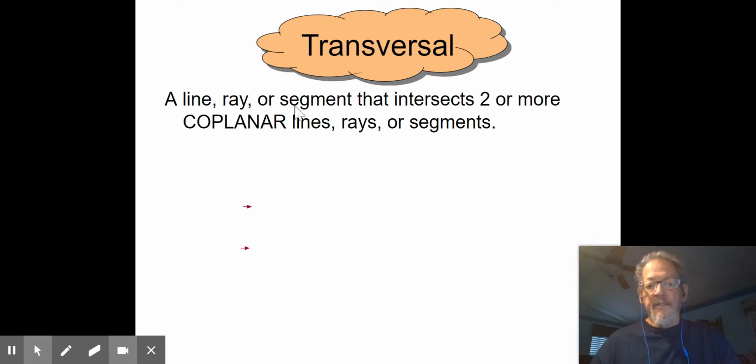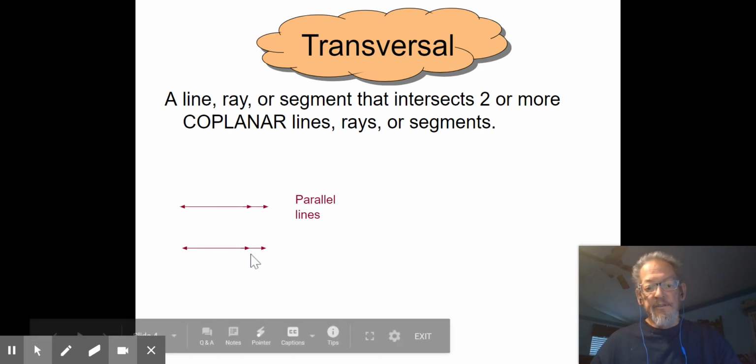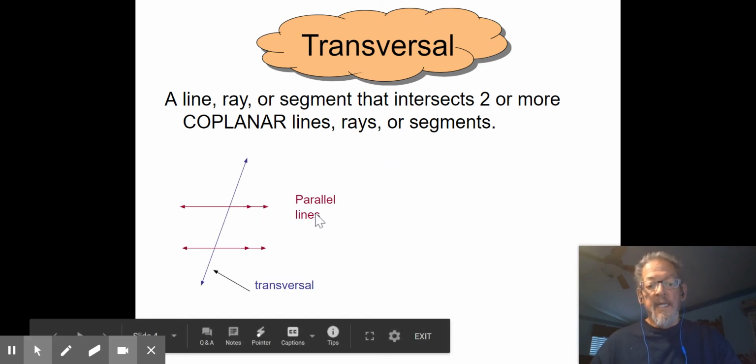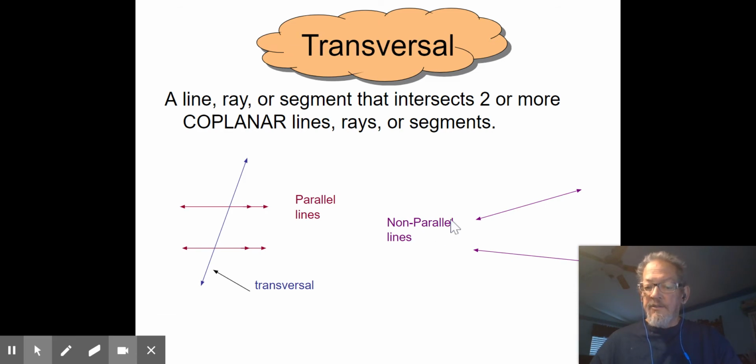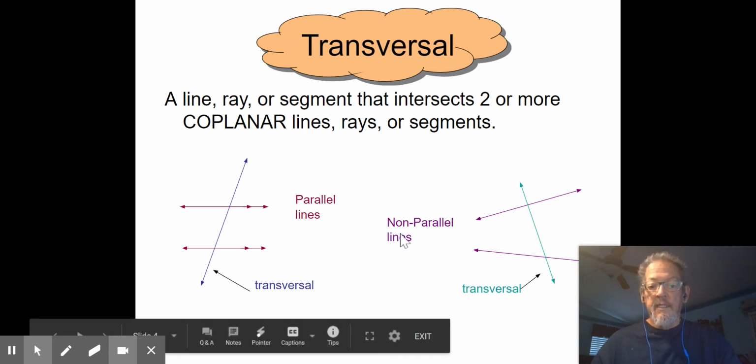A transversal is a line, ray, or segment that intersects two or more coplanar lines, rays, or segments. See, here are two parallel lines, and the transversal is the line that cuts through them both. And here are non-parallel lines that could still have a transversal also. The lines don't have to be parallel, but a line that cuts through both of them is called a transversal.